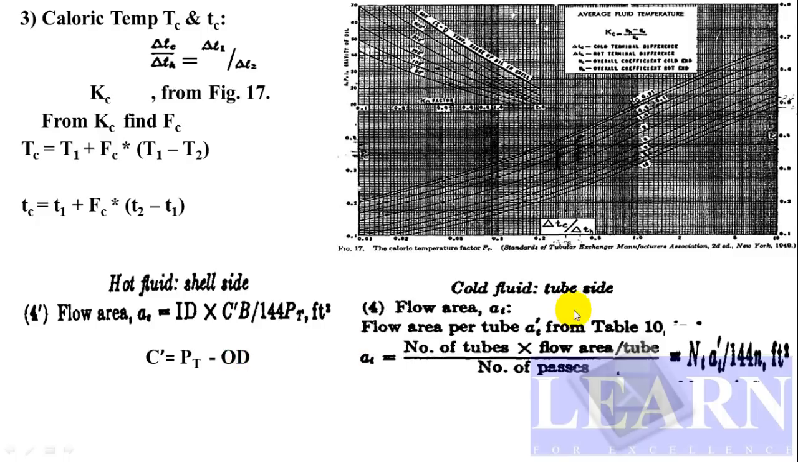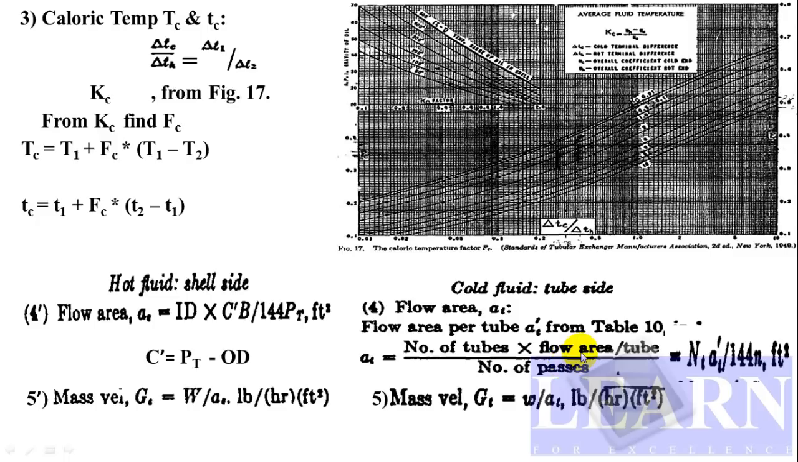Next, cold fluid tube side. Here we are going to find the flow area using the formula A is equal to number of tubes into flow area per tube divided by number of passes. Here we'll know the number of tubes and number of passes, but the flow area should be found out from table 10. While solving the problem, we'll check how to take the value from table 10.